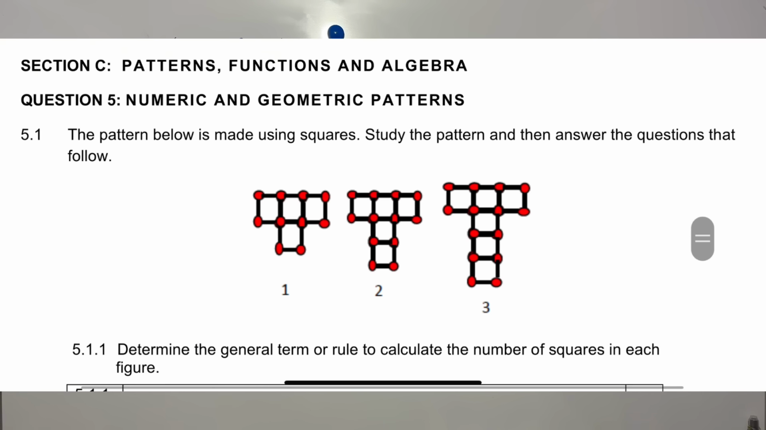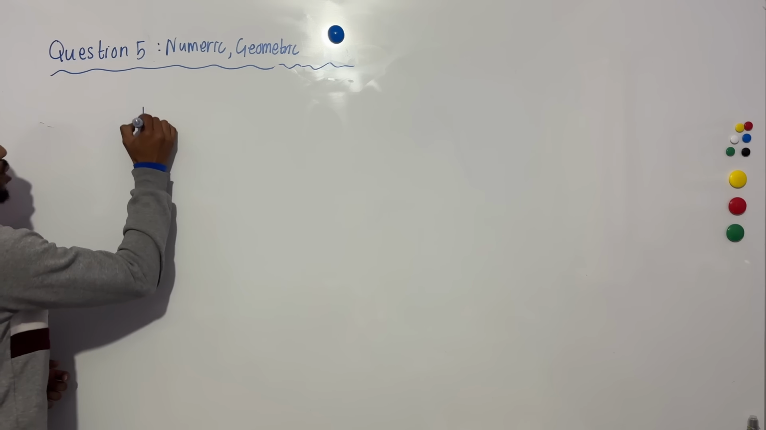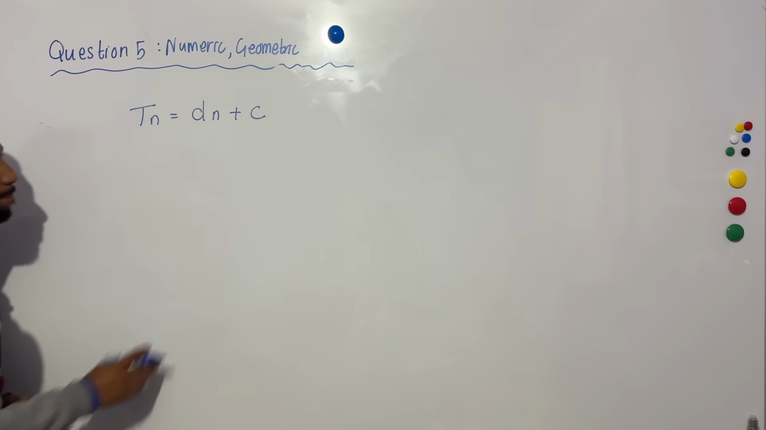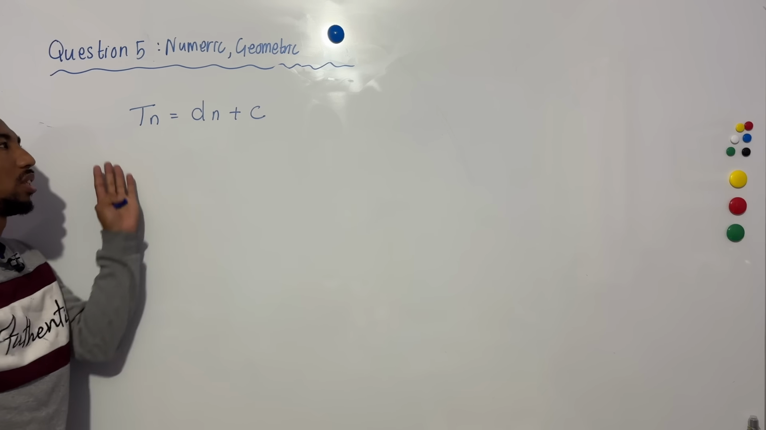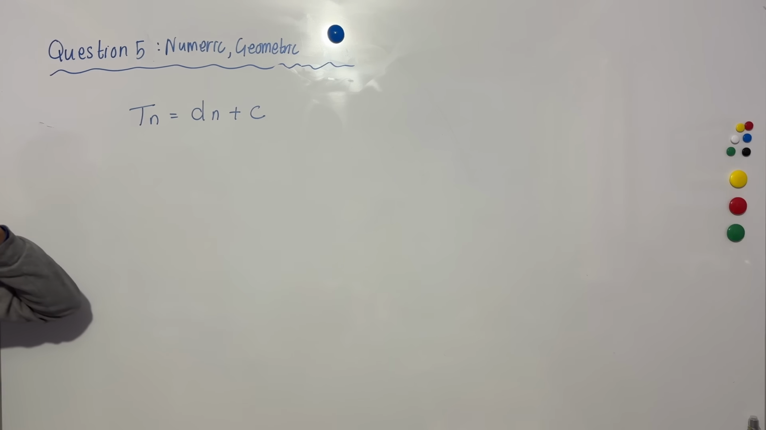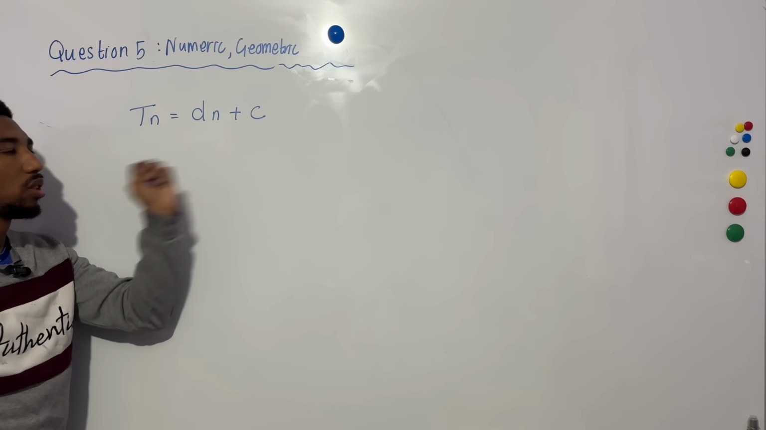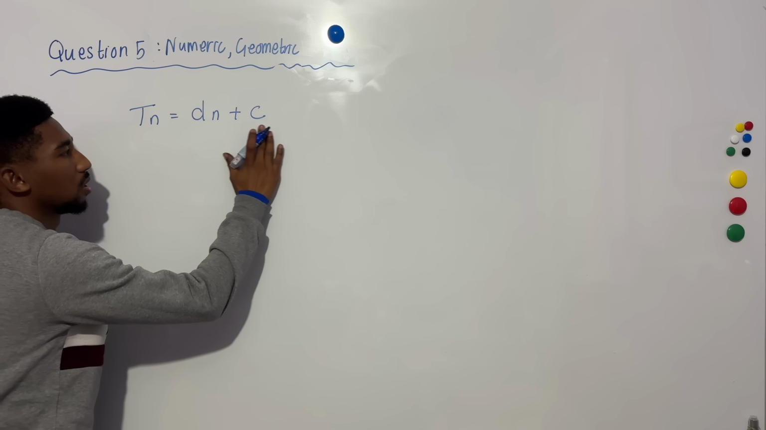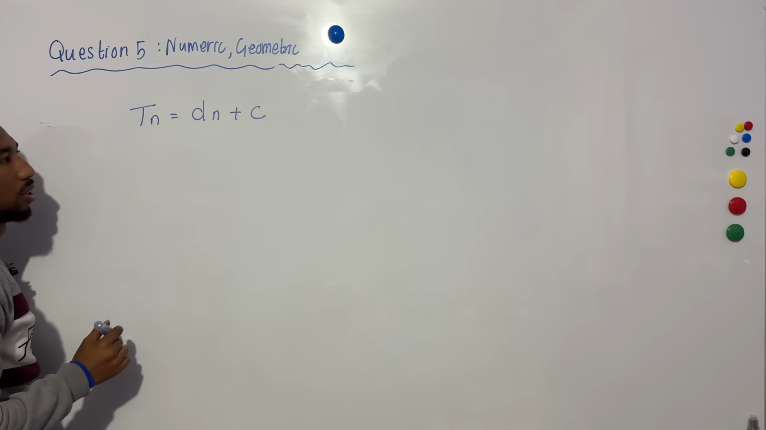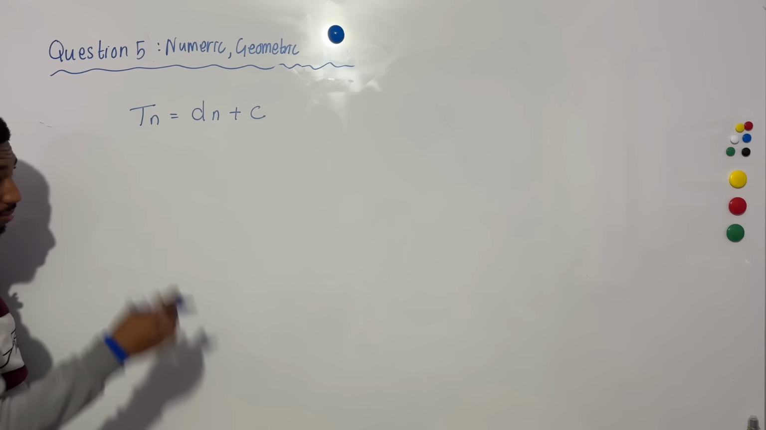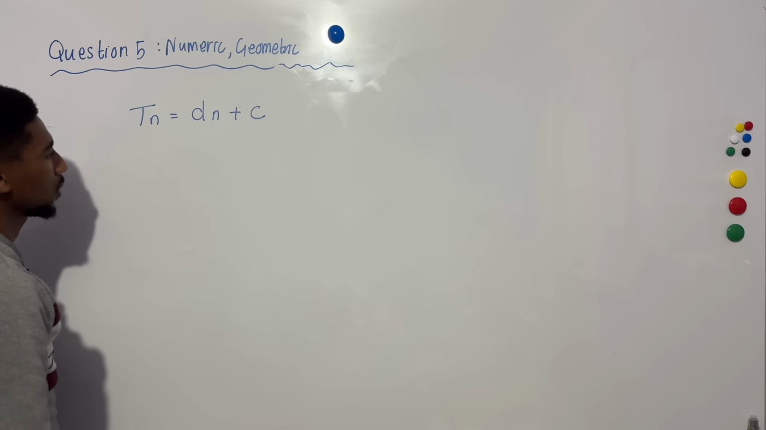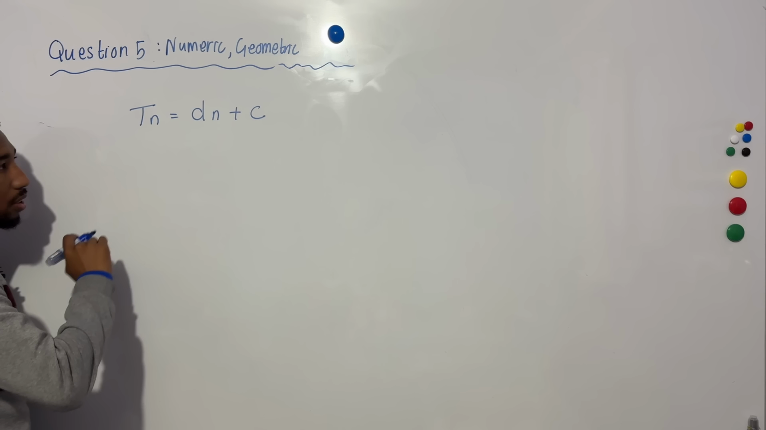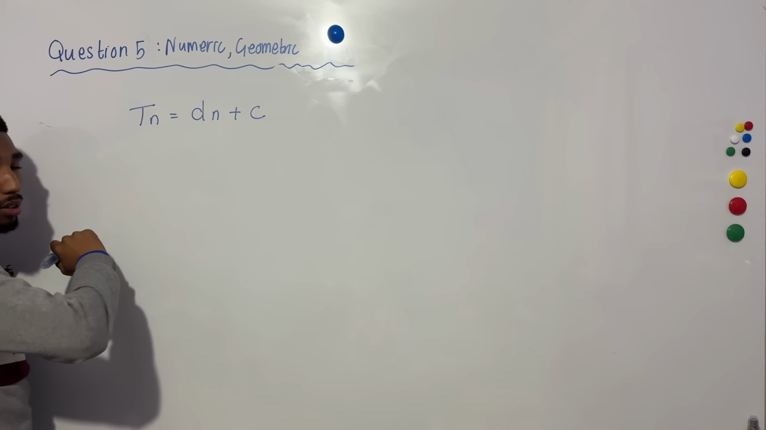Now, when we are determining the general term or rule, we know that Tn is equal to dn plus c. Okay, in whatever way you could find a general term, you can find it in your own unique way. Okay, but I like to work with this. So we have Tn equals dn plus c, which is what we're going to use to help us find the general term.